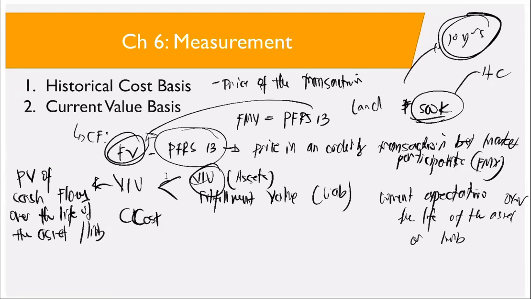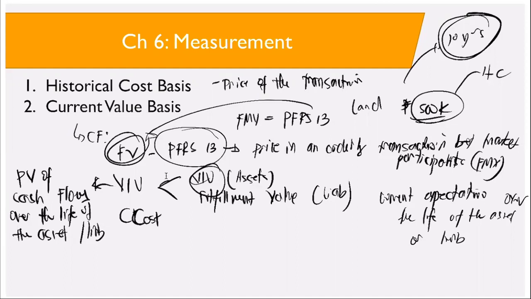Okay? Fair market value. That happens if there is a transaction between market participants. So whatever is the price in that orderly transaction, that is the fair market value. Next, value in use or fulfillment value. This is your current expectation over the life of the asset or the liability, or also the entity-specific expectation over the cash flows. That's why value in use is computed as the present value of cash flows over the life of the asset or liability.